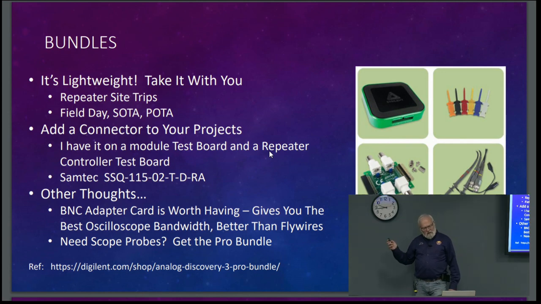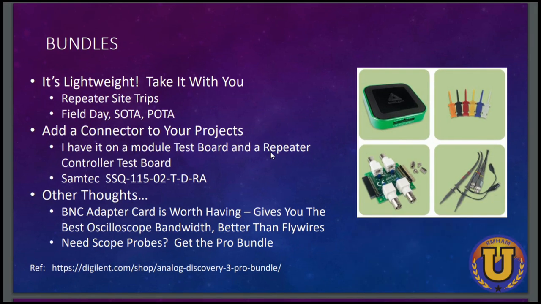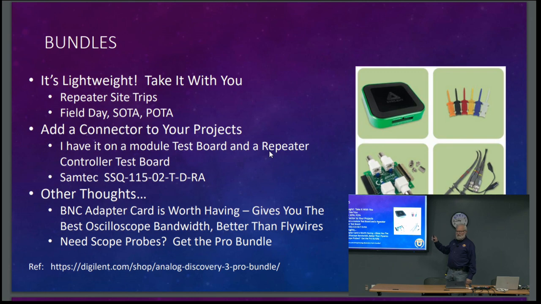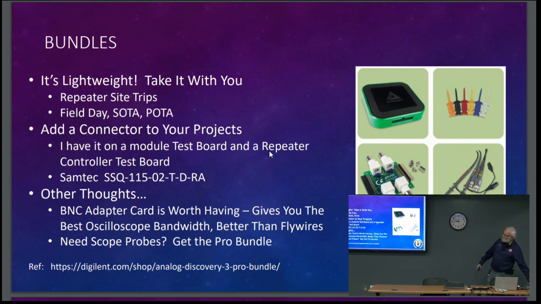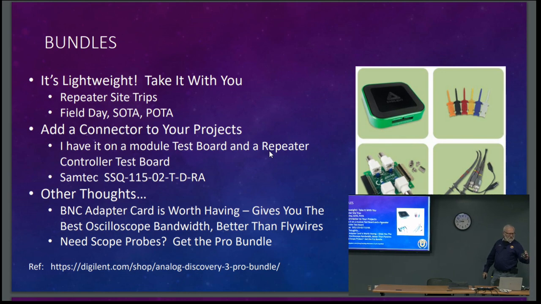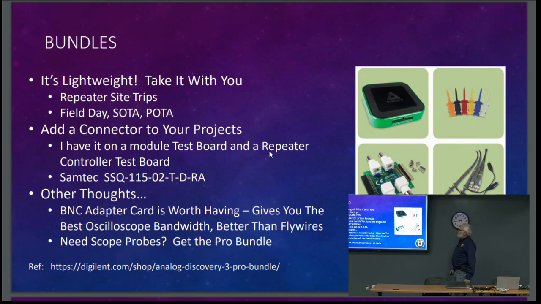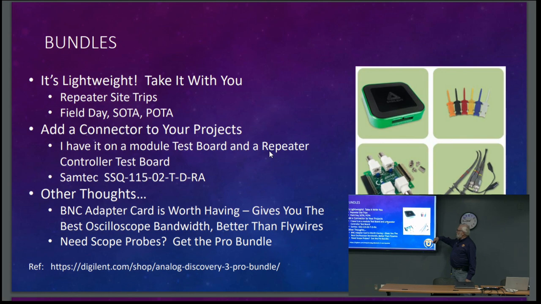So I recommend the bundles. The bundle shown here on the right side of the screen is the Analog Discovery 2. It already comes with the flying leads, and I think it comes with a USB cable as well. Analog Discovery 3, I'm pretty sure, is a USB-C connector. This older one is a USB micro B. You get a couple of oscilloscope probes and the oscilloscope adapter and some clips.